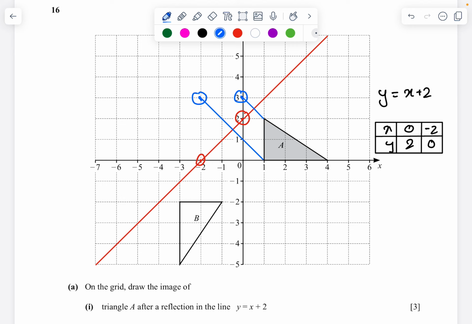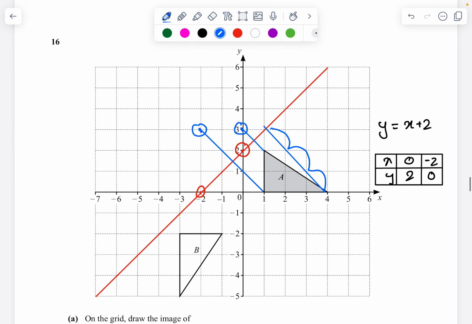And for this one, I need to draw a perpendicular. We can see that the perpendicular is over here. You should draw the perpendicular to the line of reflection. So you can see that it is 1, 2, 3. So I'm going to draw 1, 2, and 3. So this is going to be the third point. Now join it out.